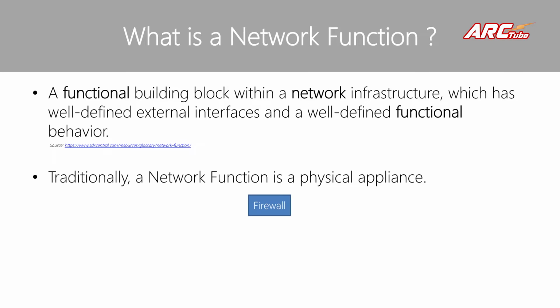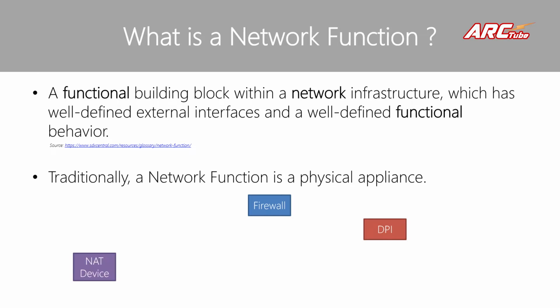For example, a firewall is a network function. It performs the firewalling function, but a firewall is a box or a hardware or a physical appliance in the network infrastructure. Same for a DPI or a deep packet inspector, which is also performing a specific function, inspecting packets, and it is implemented in a network as a physical device or a physical appliance.